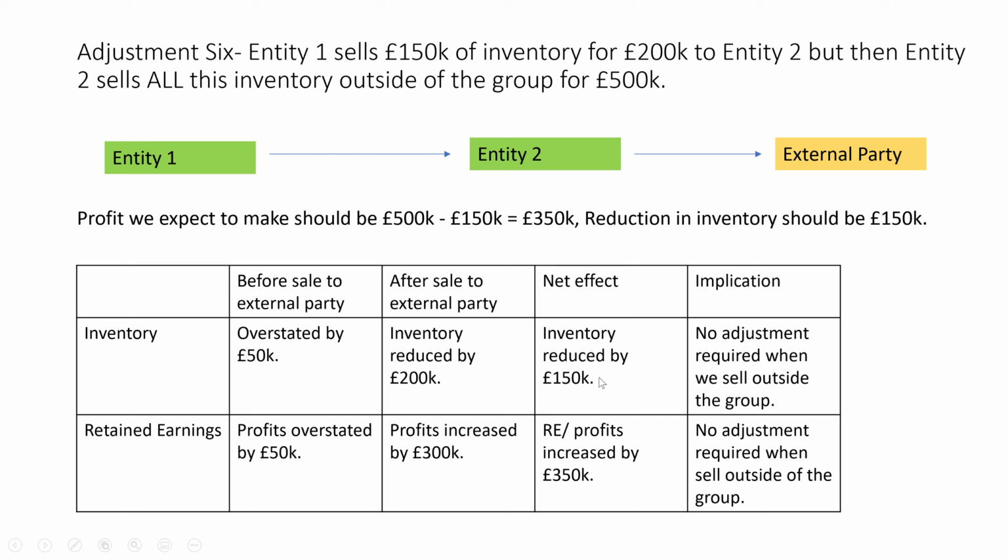So what's the net effect? Well, 50k minus 200 gives us minus 150. So there was an inventory reduction of 150. An increase in profits of 50 plus an increase in profits of 300 gives us an increase in profits of 350. So both figures match the net effect. So we don't require an adjustment when we sell outside the group, because we're realizing that profit. We're realizing a profit when we sell outside of the group.